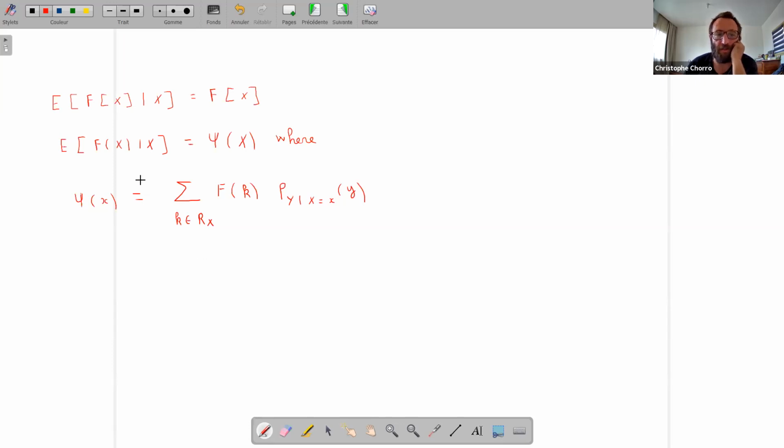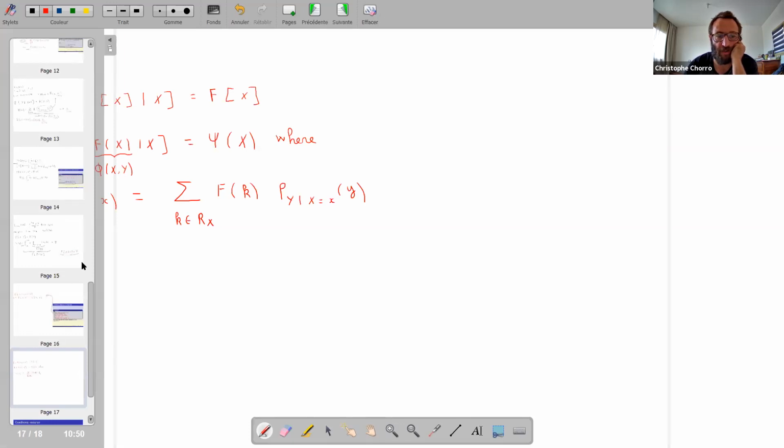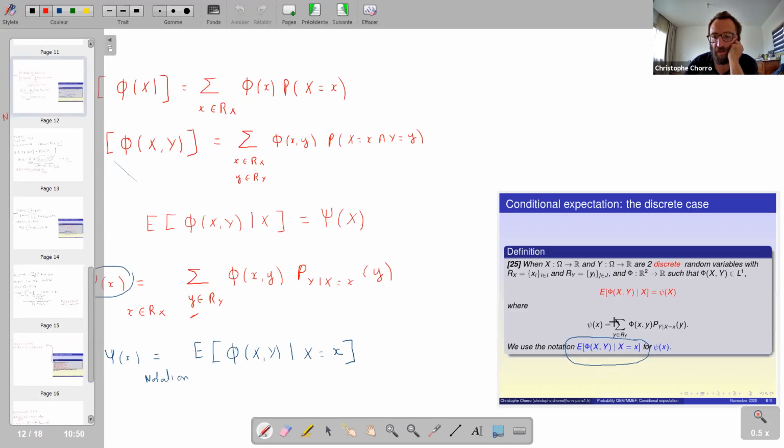So I just apply my result. Here I have a function of x and y that is very particular, given by f of x. I apply the definition given by this slide here, with this sum, just in the case where, instead of having a function really depending on x and y, I have a function only depending on x.